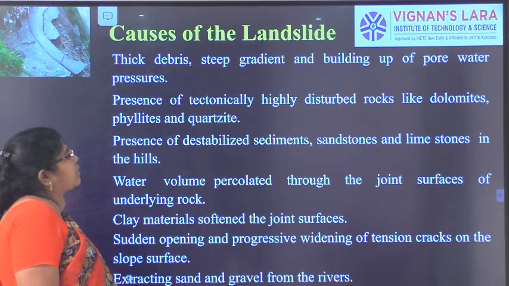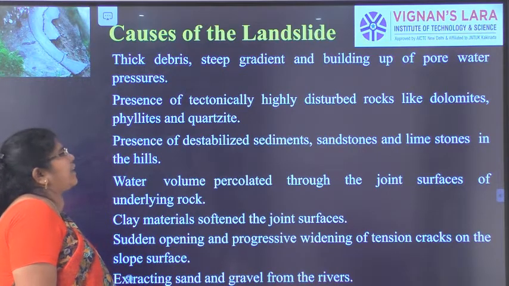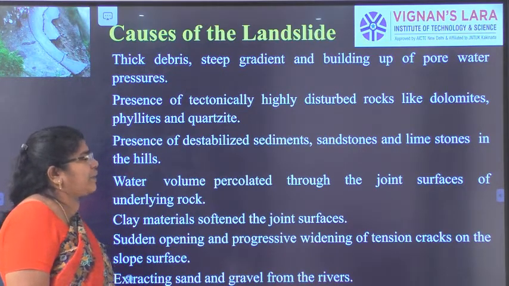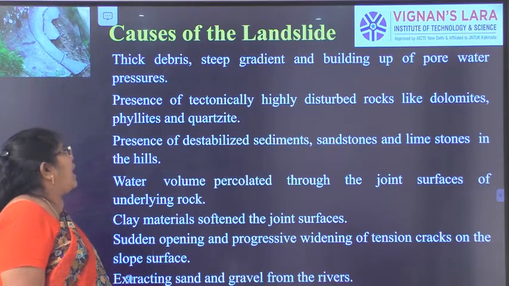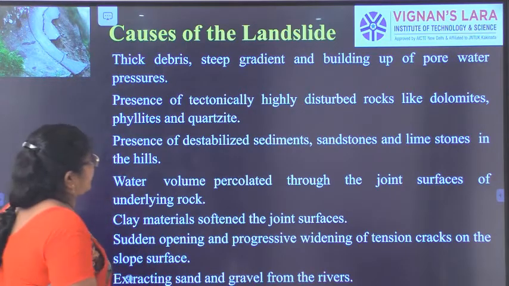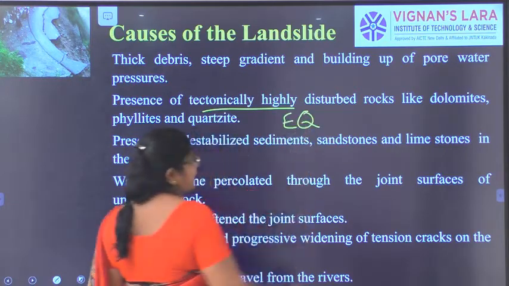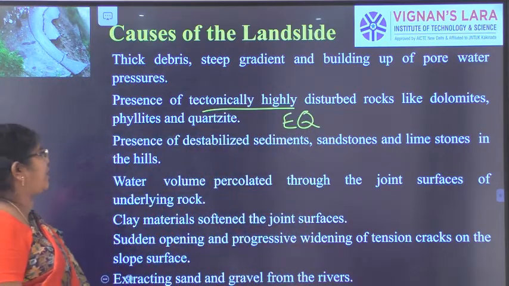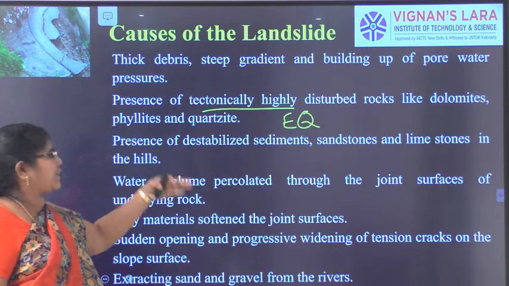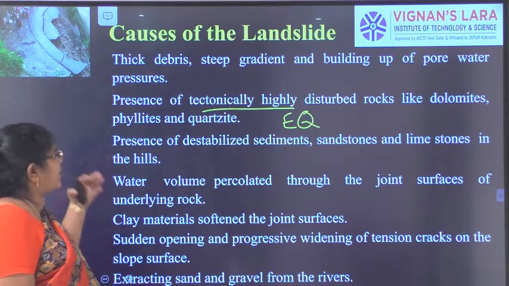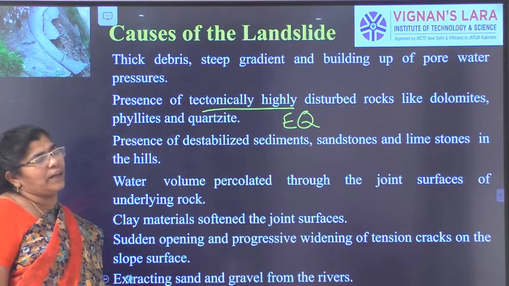So another one, the landslide in July 2004. This was caused by thick debris, steep gradients and building of water pressure in the areas. It is technically a highly disturbed rock area. It is an earthquake zone. Already it is an earthquake zone. It is mainly formed of dolomites, phyllites and quartzites. So actually it is a landslide zone.